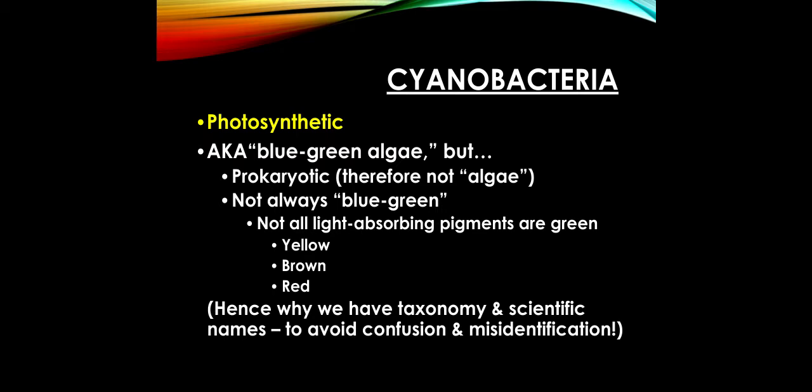Also, they're not always blue or green. They can have many other pigments. There are many other pigments even in our plants that can make them turn yellow, brown, or red. And this is one reason why it's important to have taxonomic and scientific naming instead of just calling it what it looks like, because it avoids confusion and misidentification.